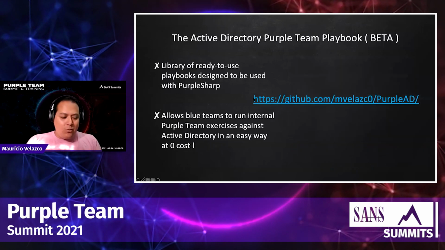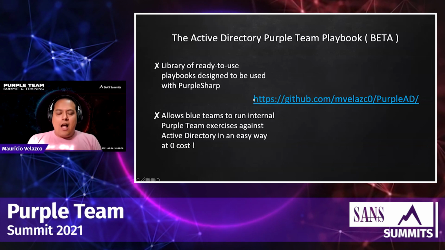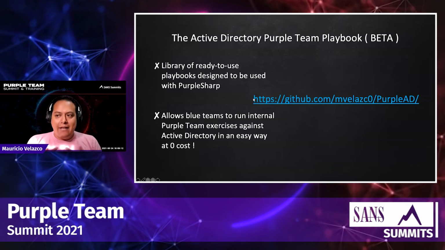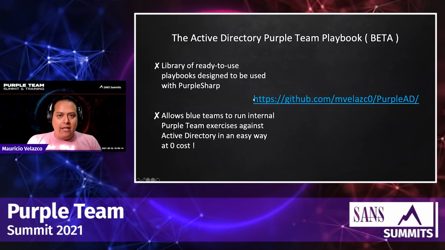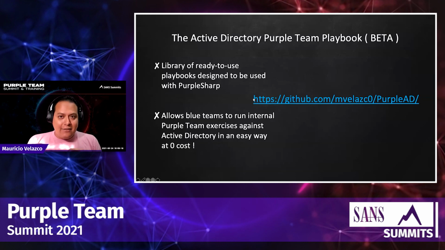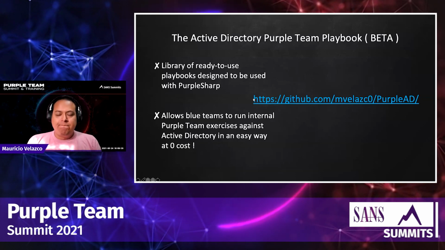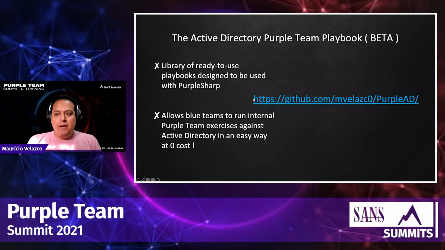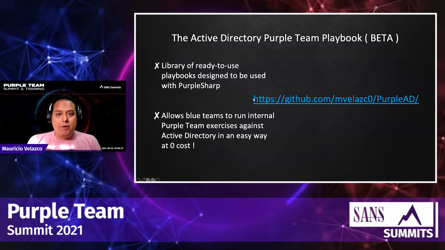Okay, and just wrapping up here, guys, this is when I'm going to release the new project I was talking about. It's called the Active Directory Purple Team Playbook, right? It's in a beta version right now. It's pretty light right now, bear with me. I want this to be a library of ready-to-use playbooks designed to be used with Purple Sharp, right?